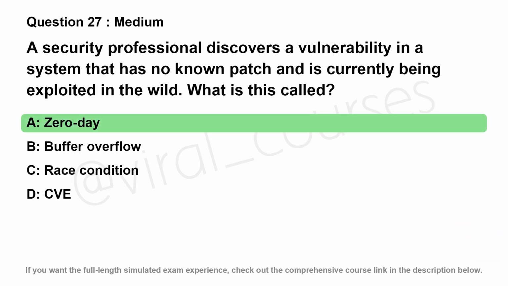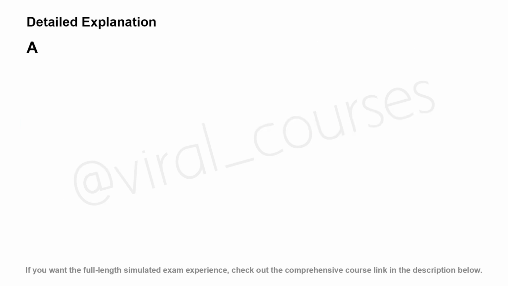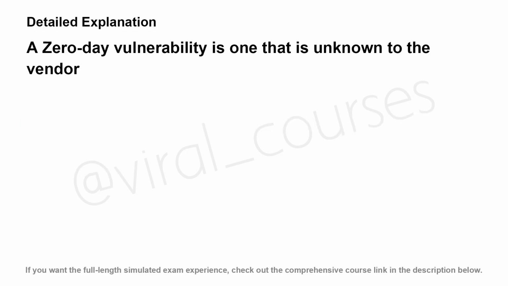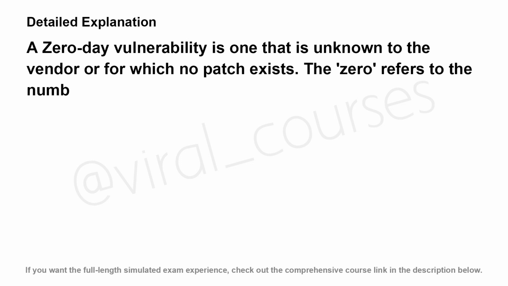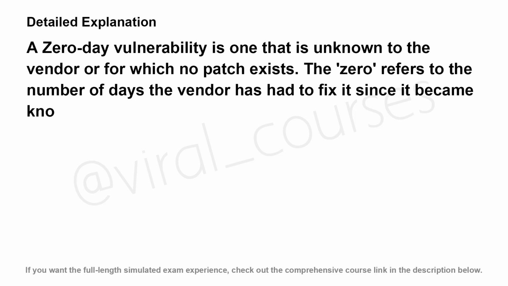The correct answer is A. A 0-day vulnerability is one that is unknown to the vendor or for which no patch exists. The 0 refers to the number of days the vendor has had to fix it since it became known.